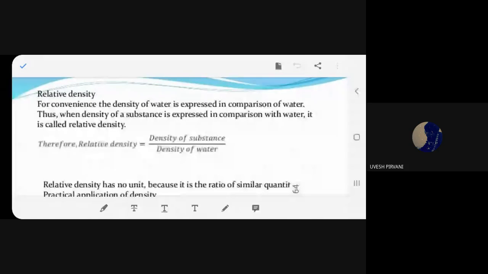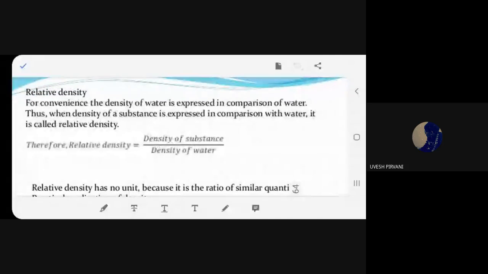Relative density. For convenience, the density of water is taken as the comparison. Thus, when the density of a substance is expressed in comparison with water, it is called relative density. What are we comparing? The density of the substance to the water, isn't it? So it is called relative density.